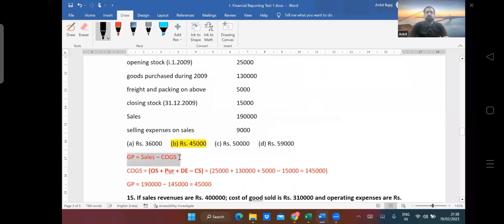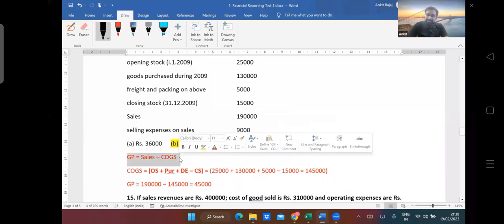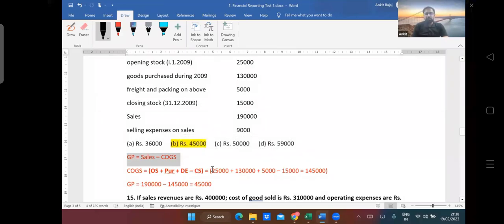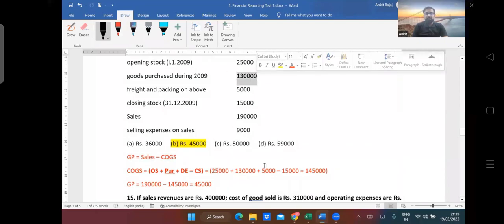So what is going to be the formula of gross profit? Gross profit is going to be sales minus COGS, right? This is going to be the formula. Now, what is COGS? The formula of COGS is opening stock plus purchases plus direct expenses, which includes manufacturing expenses, minus closing stock, right? It won't include selling expenses on sales. So here, what is opening stock? Opening stock is 25,000. During the year, the company has purchased goods of 1,30,000.